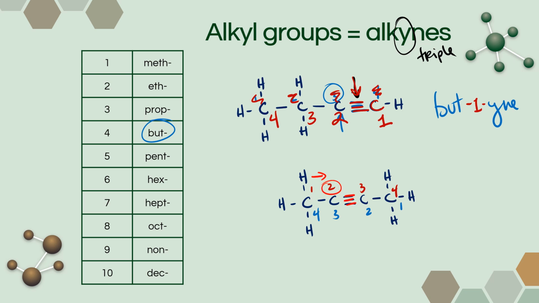That would be but-2-yne. But if I count in the right to left number, the triple bond comes after carbon number 2. So it doesn't matter. We can count either way. So this is but-2-yne. Carbon number 2 is where that triple bond is going to start.